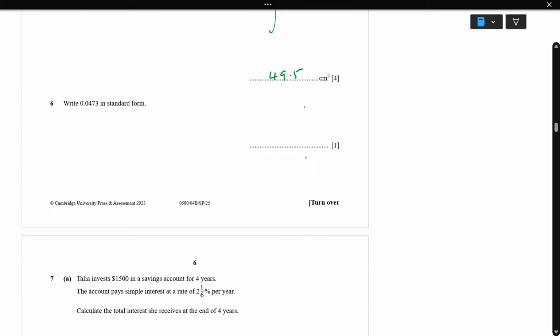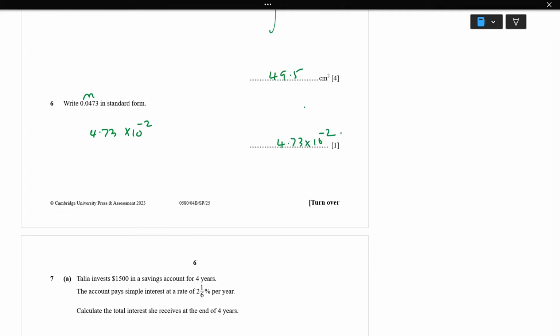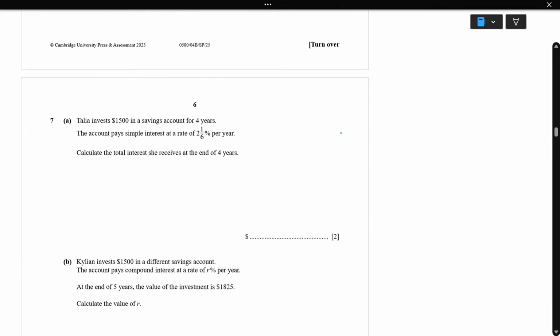The next question, write 0.0473 in standard form. So standard form has one digit before the decimal point, so we need to move it, which gives 4.73 times 10 to the power negative 2.